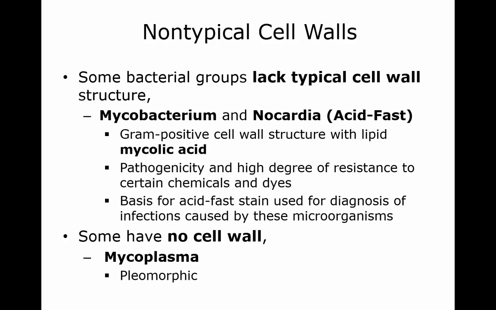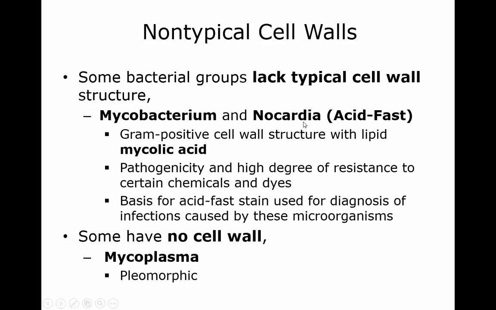Now, the last couple things we'll look at in this section is some exceptions to the rule. So one thing we want to be mindful of is that not all bacteria have that ideal cell wall situation. There are some that have what we call non-typical cell walls. So in this first category, we want to look at those that are non-typical. So specifically, Mycobacterium and Nocardia.